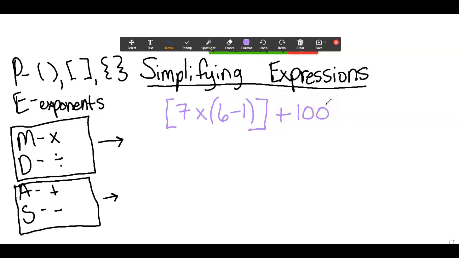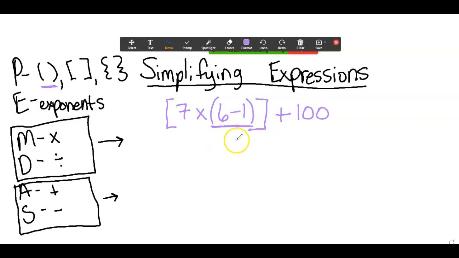I don't want you to get confused, okay? Remember that parentheses and brackets and braces all mean the same thing. So I see I have parentheses and I also have brackets. If I have both, parentheses will be first, okay? So in this case, this 100 plus 100, that's actually going to have to go at the very end. I'll add that 100 at the very end. I have to do all this first. Parentheses is going to come first.